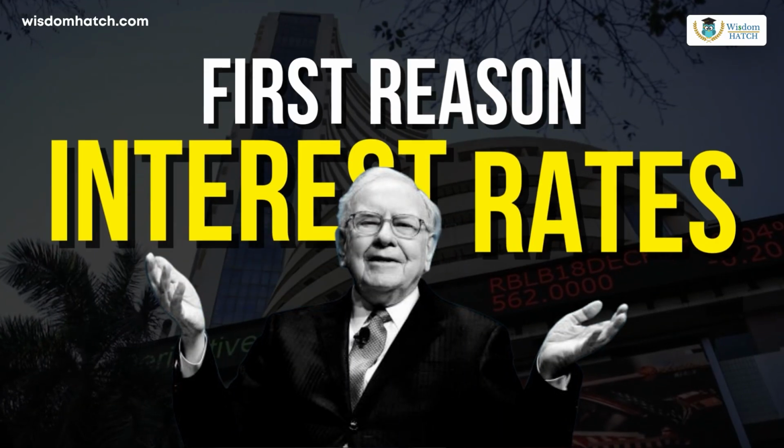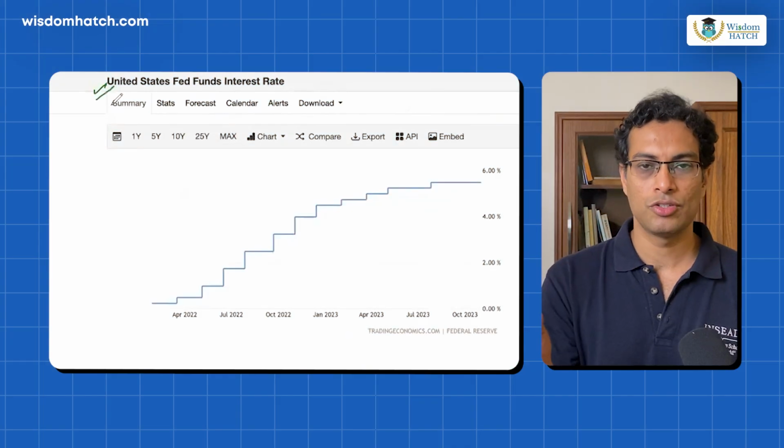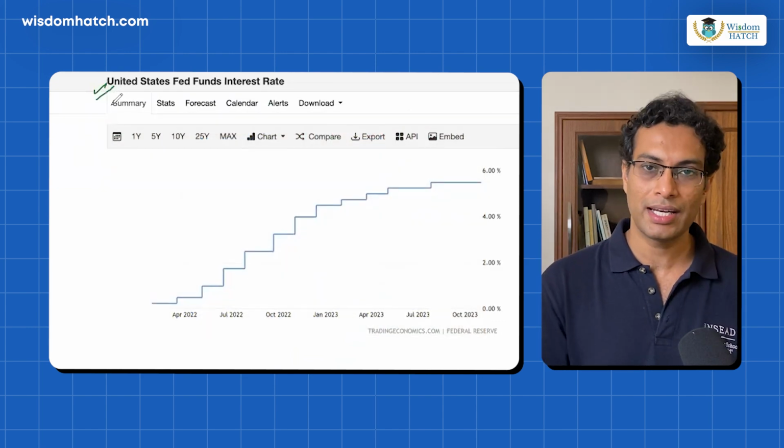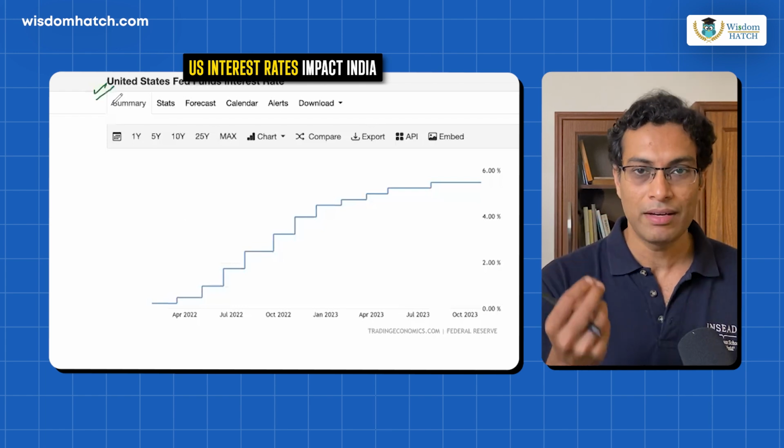So the first key reason is the US interest rate. And when I say US interest rate, even India's interest rate, the prime lending rates, also move as per the US dynamics, and even the world's interest rate moves as per the US dynamics. Since the world is so interconnected, anything that is happening in the US financial markets is going to impact India also. So this discussion is relevant for Indian markets as well.